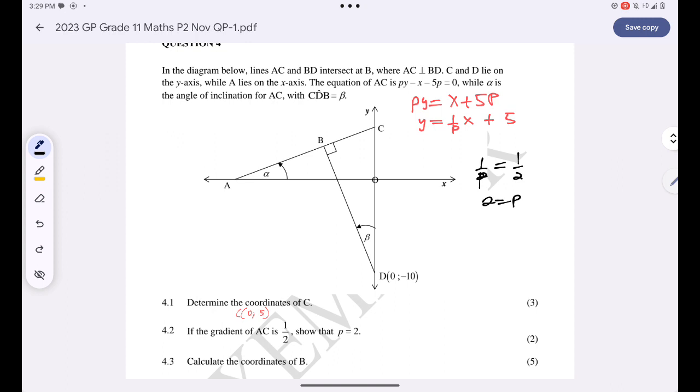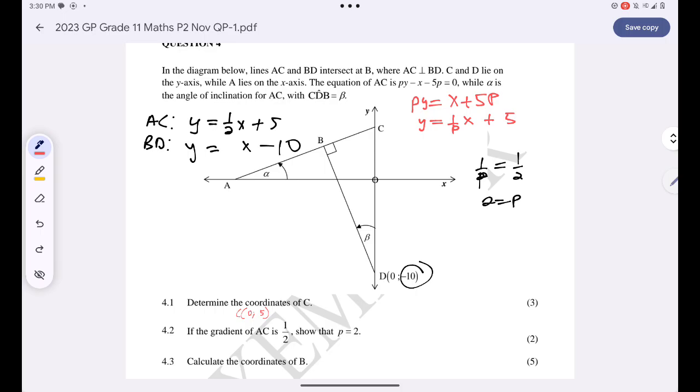Since I know the gradient of AC, it simply means that the equation of line AC can be given by y is equal to 1 over 2x plus 5, right? Remember that lines AC and BD are perpendicular. So it simply means that the equation of BD will be given by y is equal to, the y-intercept there is negative 10 for the line BD. I want to talk about the gradient. Lines AC and BD are perpendicular.